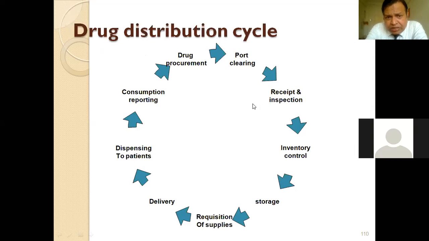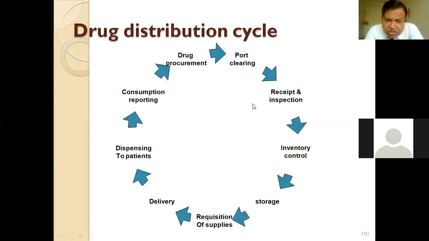Now, this is a chart. If you have pen and paper, please note down. This is a chart of the drug distribution cycle. Here you can see drug procurement from the supplier, port clearing, receipt and inspection, whether the supplied drugs are proper and of good quality or not, inventory control, and storage in a proper manner in a store.